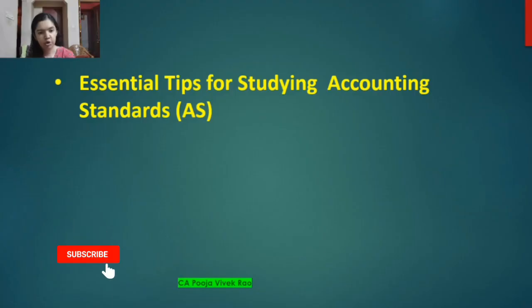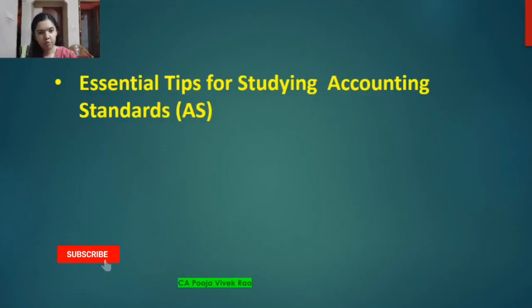Tip number 4, use the ICAI official material. You can rely on the ICAI study material and also stay updated with the latest amendments and clarifications, if any, issued by the Institute. Then tip number 5 is you can create flowcharts for your revision purpose. This will help in making complex standards easier for retention and understanding. For example, you can use Saransh for this purpose. This will help during the revision phase.